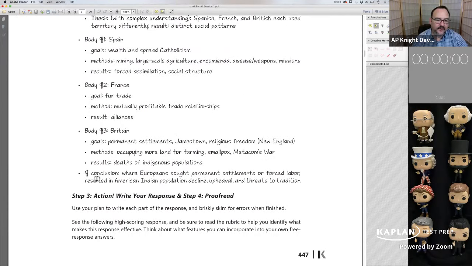Never leave off a conclusion. That's the last thing they're going to read. You don't want it to stink at the end.